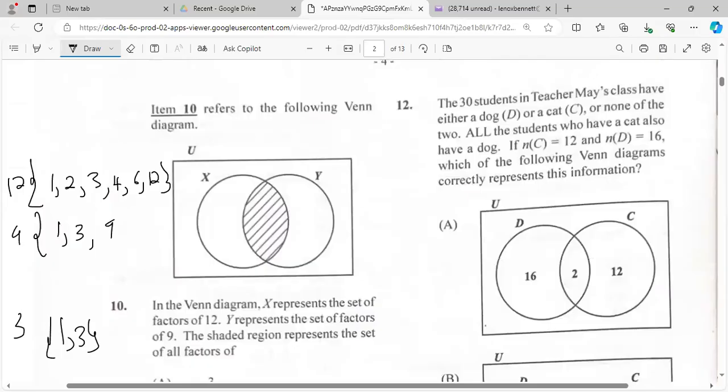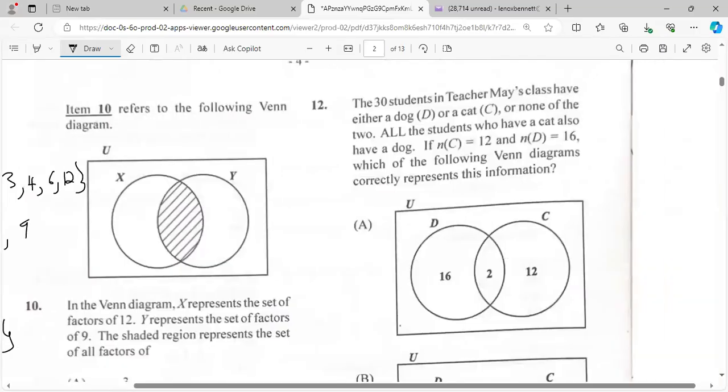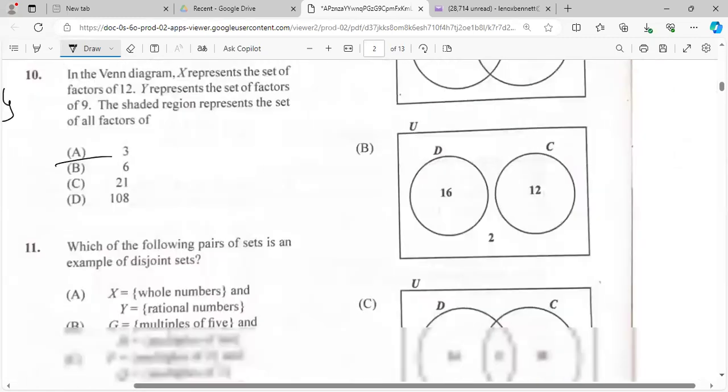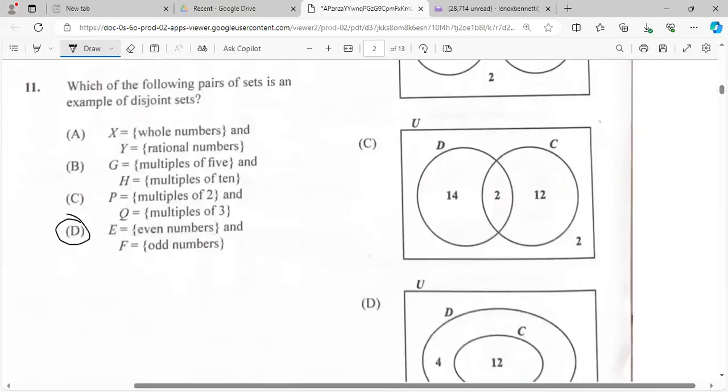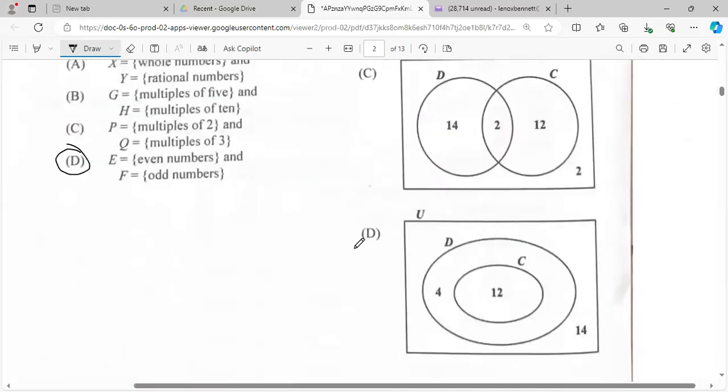Alright, let's move on to number 12. The 30 students in Teacher May's class have either a dog or a cat or none of the two. All of the students who have a cat also have a dog. Let me see, one contains the other. Alright, here we go. It's definitely D.